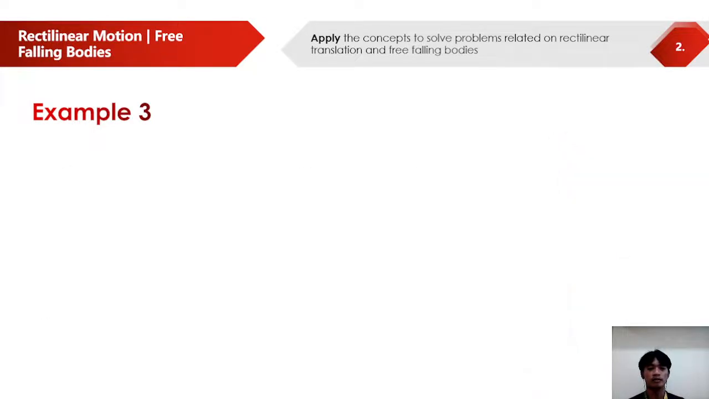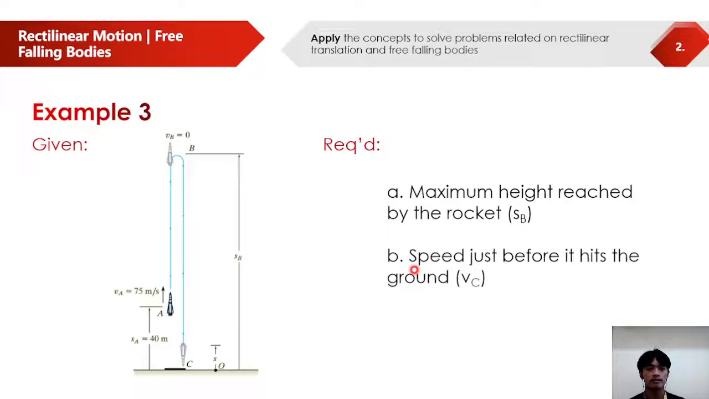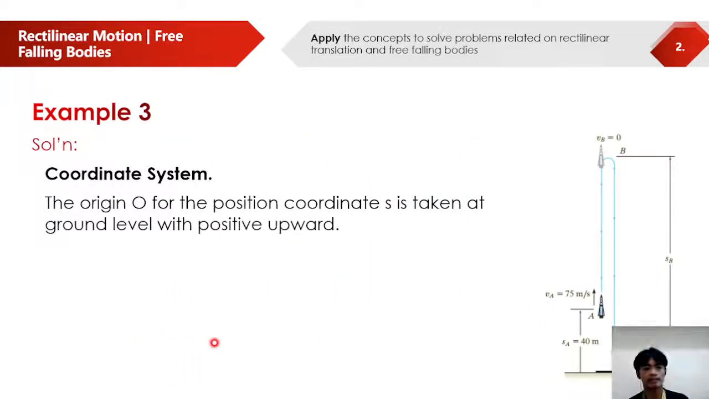So there are two parameters we are going to solve for this problem. Given this figure, we have position A, position B, and position C. The maximum height is reached by the rocket at position B, which is the total height from the ground. And then the speed just before it hits the ground is at position C. To solve that, the origin O for the position coordinate is taken at the ground level with positive upward. In this manner, we assume our origin to be at the ground, and the upward motion will be positive and the downward will be negative.